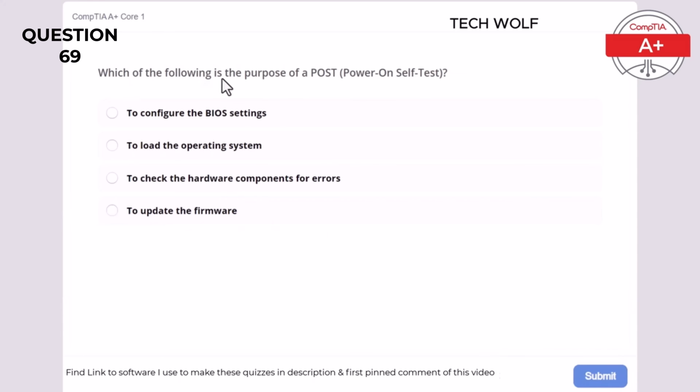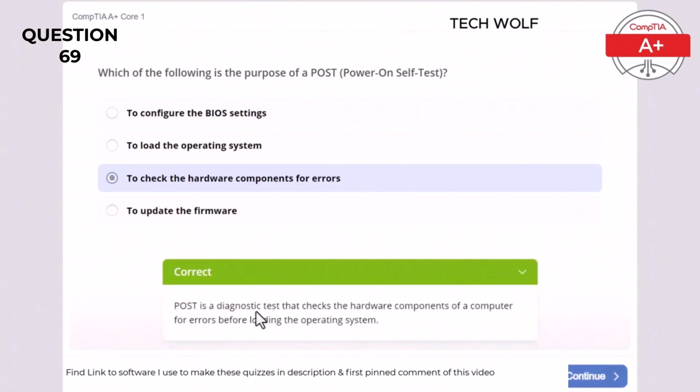Which of the following is the purpose of a POST, power-on self test? To configure the BIOS settings, to load the operating system, to check the hardware components for errors, or to update the firmware. The correct answer is to check the hardware components for errors. POST is a diagnostic test that checks the hardware components of a computer for errors before loading the operating system.